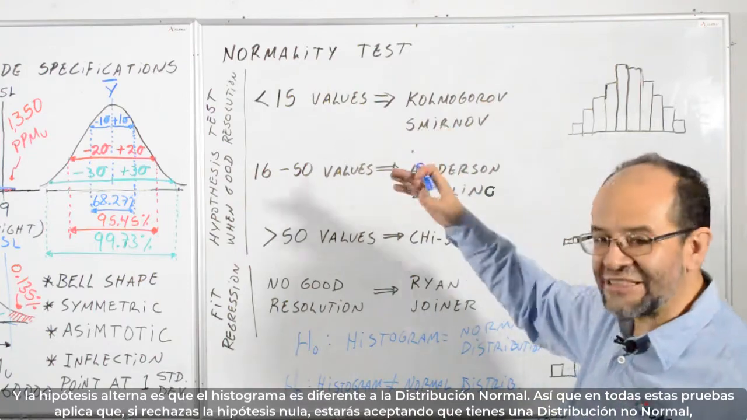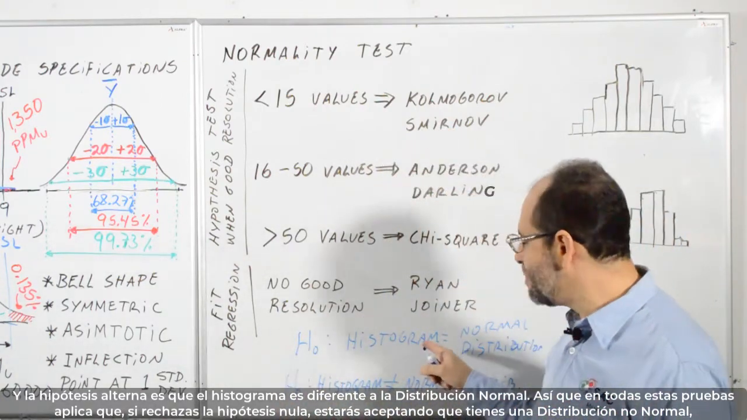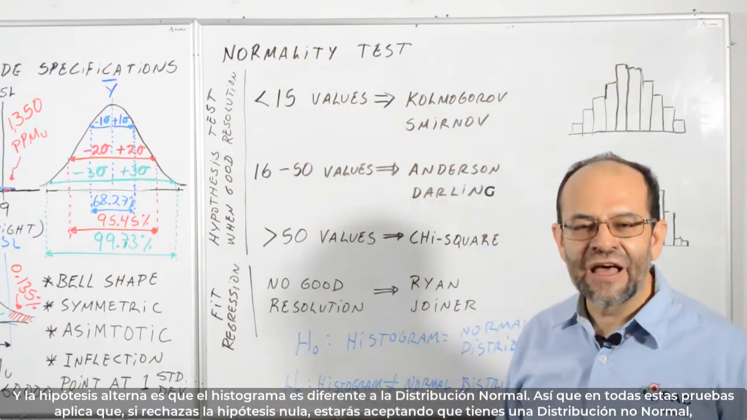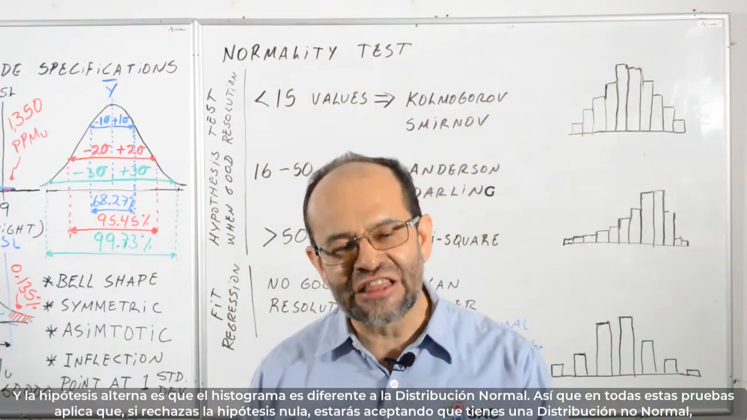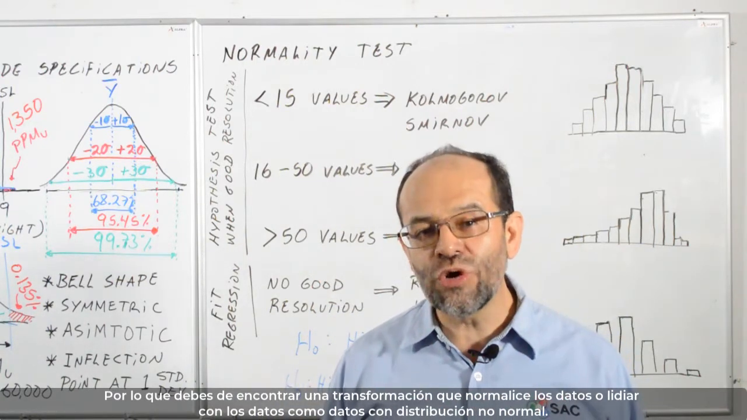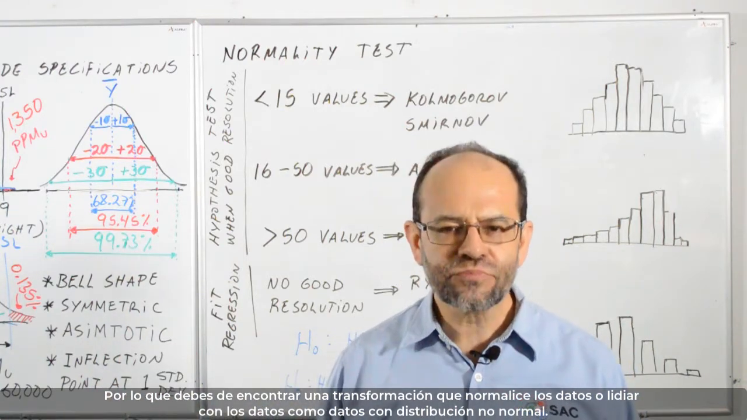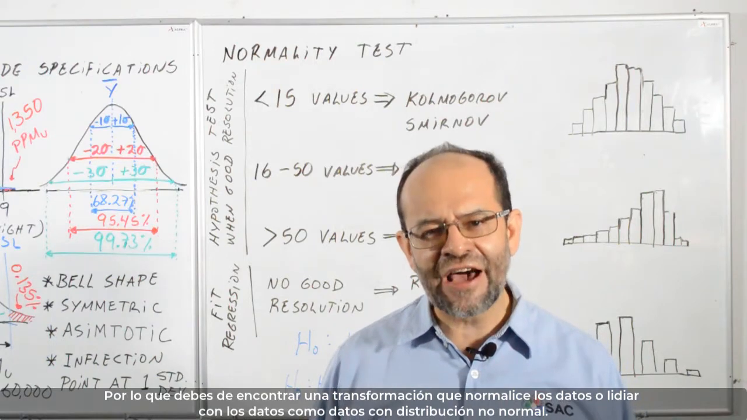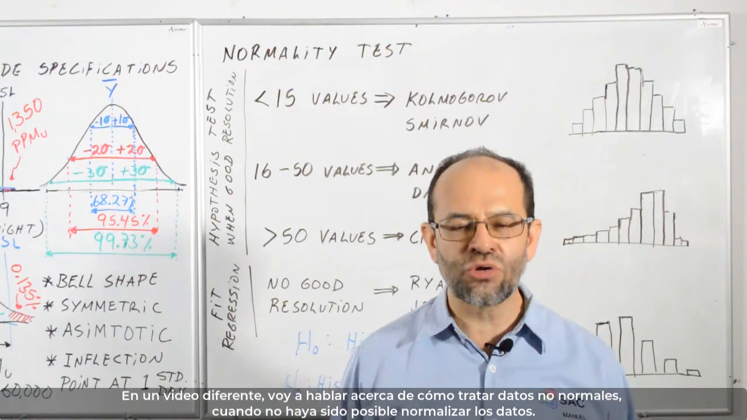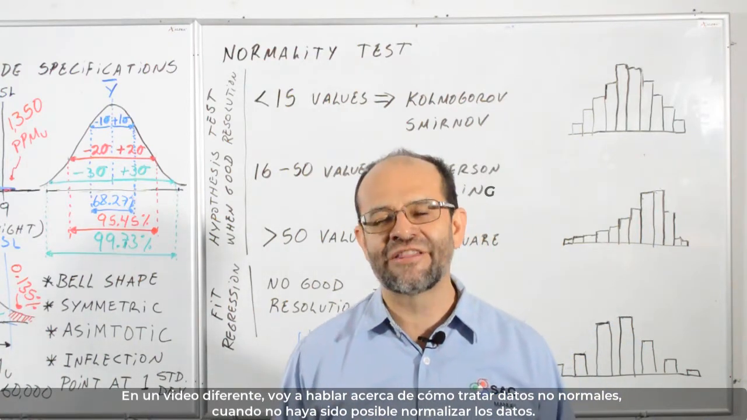So with all of these tests, if you reject the null hypothesis, then you accept that you have a non-normal distribution. Then what you can do is find the transformation that normalizes the data, or deal with the data as non-normal data. In another video, I'm going to talk about how to deal with non-normal data when you were not able to normalize the data.